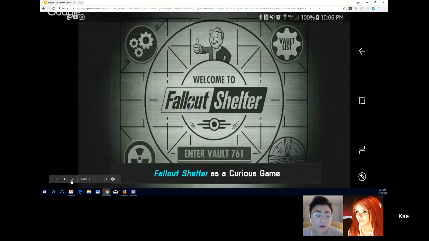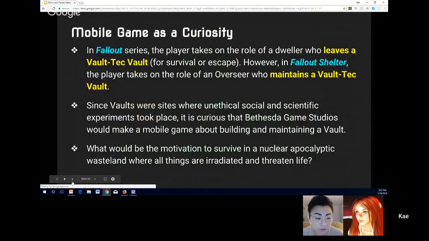Okay, so Fallout Shelter is really a very curious game. I'm going to explain why. First of all, in Fallout 1 through 4, the player takes on the role of a dweller, and usually the dweller leads the Vault-Tec vault. Let me remind everyone, the original story is that the Vault-Tec vaults were built by the United States government, and they were basically experimental rooms to see how long people can endure radiation, viruses, diseases, and so forth. So they're pretty evil things, right?